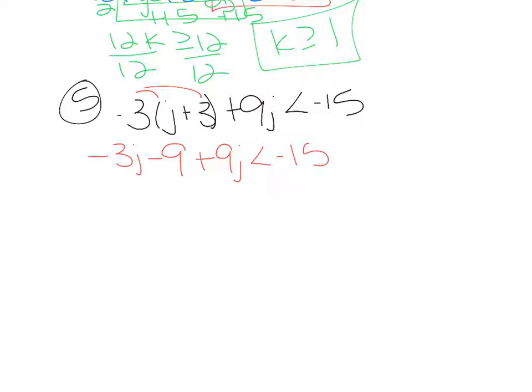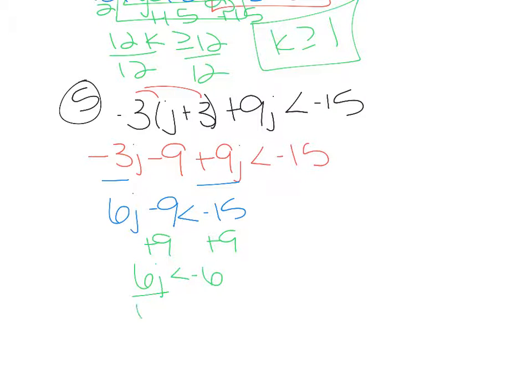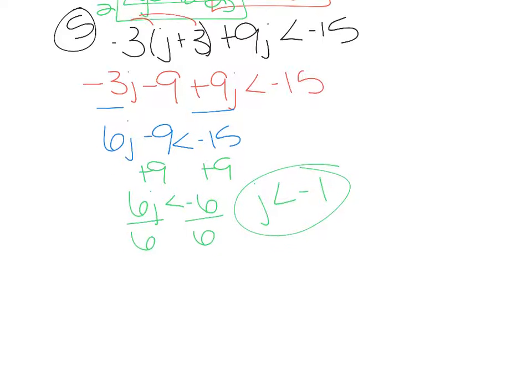Let's make sure both sides are simplified, so I can combine those j's together to give me 6j minus 9 is less than 15. And then to get rid of the 9, we add 9 to both sides. So I have 6j is less than negative 6. Divide both sides by 6, and I get j is less than negative 1. Now, before we move on to the next one, I want to point out that I did divide by a negative number here, but since this 6 is positive, I don't have to flip the sign. Only if you multiply or divide both sides by a negative number do you have to flip the sign.